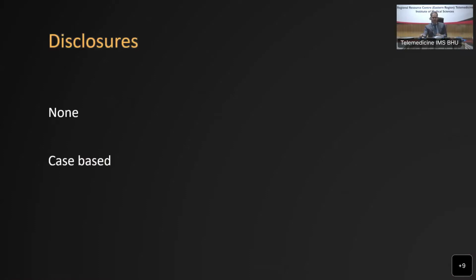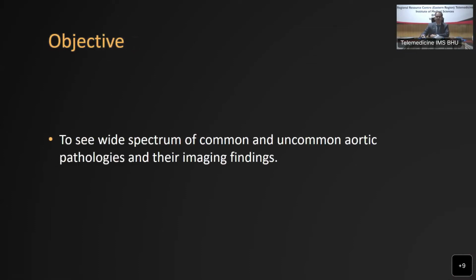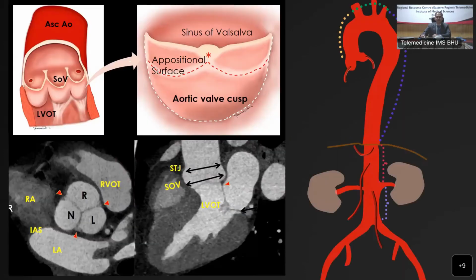In the next 1 hour or so, we'll be looking at a lot of cases. Hopefully, those cases will be useful to you. Our objective is very simple. We are going to see a wide spectrum of common and uncommon aortic pathologies and their imaging findings, some of which can be really important in diagnoses as well as management decisions.